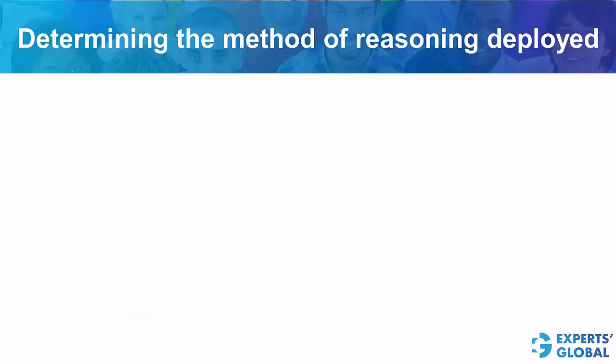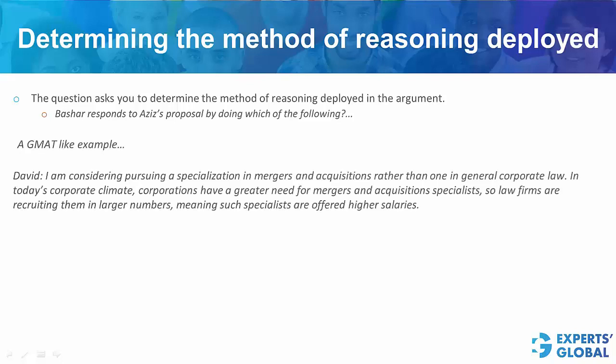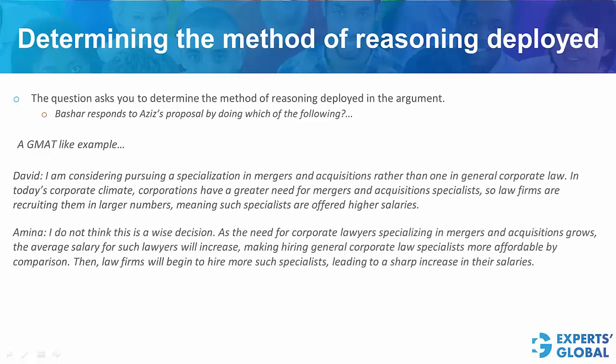Let's look at the other question type within determining the method of reasoning deployed. This is when a dialogue is given to you and the question is on the lines that the second person responds to the first person by doing which of the following. Let's take a GMAT-like example. Here is the example. First person said something, then second person responded with something, and this is the question stem.